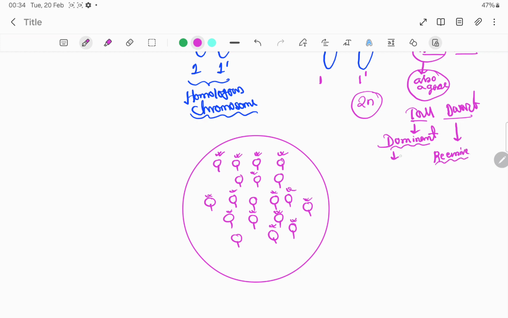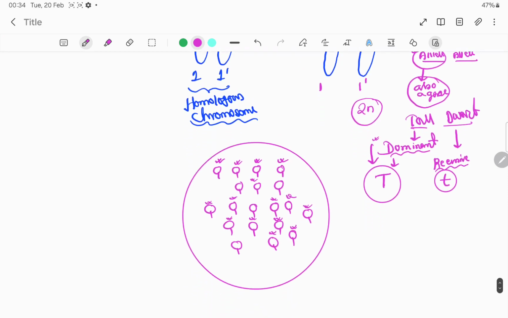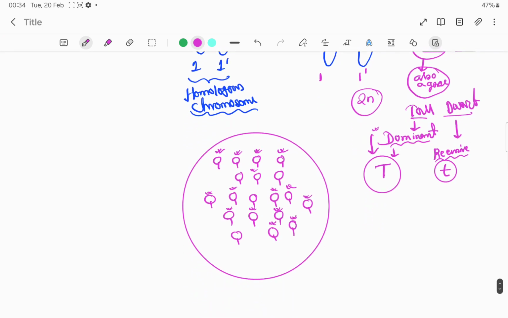So if I write tall like this, capital T, clear, capital T for the tall allele, so it is dominant. In case of recessive, I can write with a small letter. So a capital letter is used to say it is dominant, and a small letter is used to say it is recessive. Is it clear? So two alternate forms are there. One can be dominant, one can be recessive, like this.